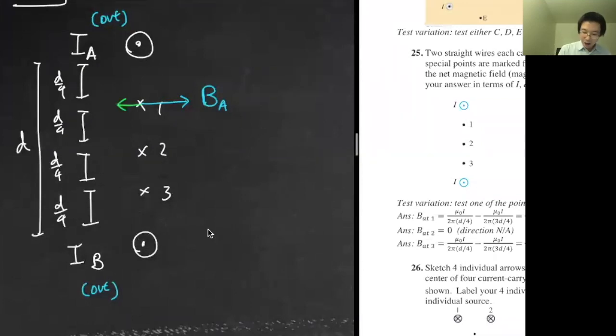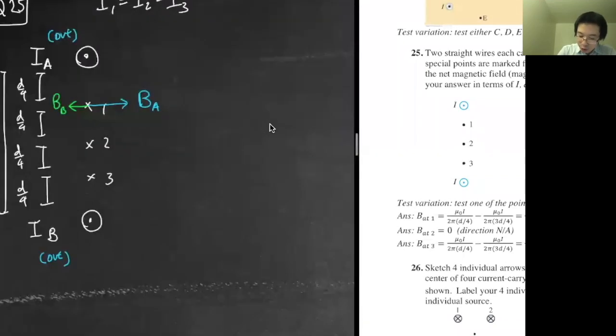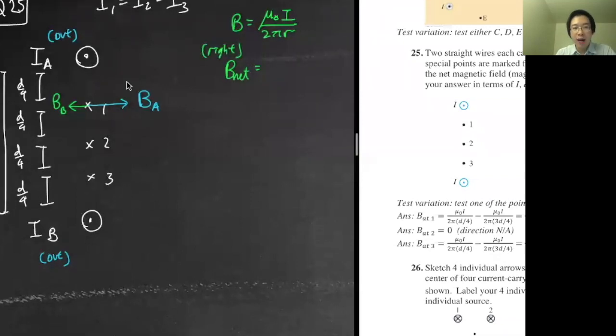Good, A should be longer. Okay, this is B due to wire B. So the net, and then we have a rule, right? We have the formula for this, right? And so the B net is going to be to the right because the magnetic field due to wire A is going to be stronger. So this is going to win. So let's make it BA minus BB.